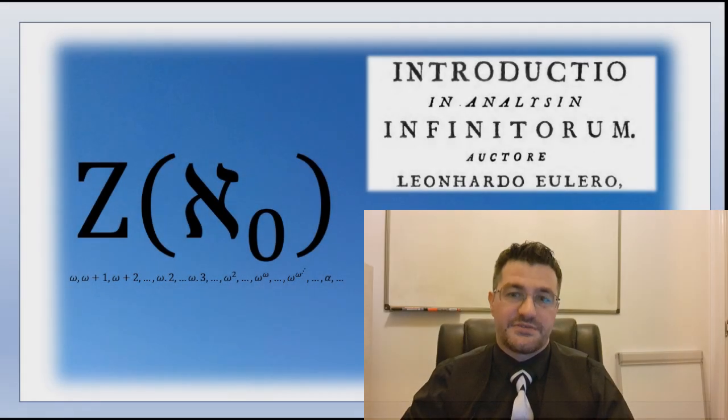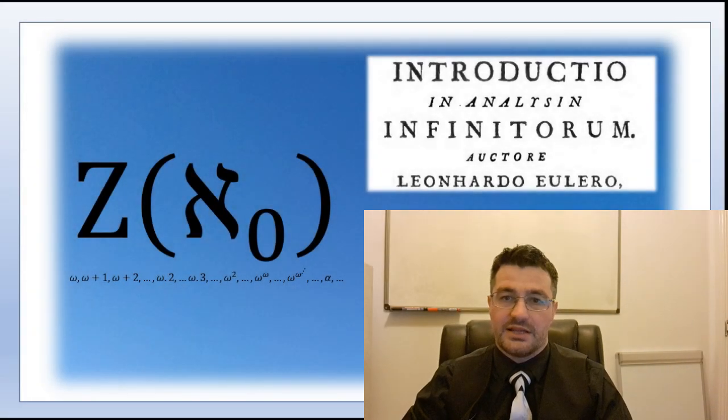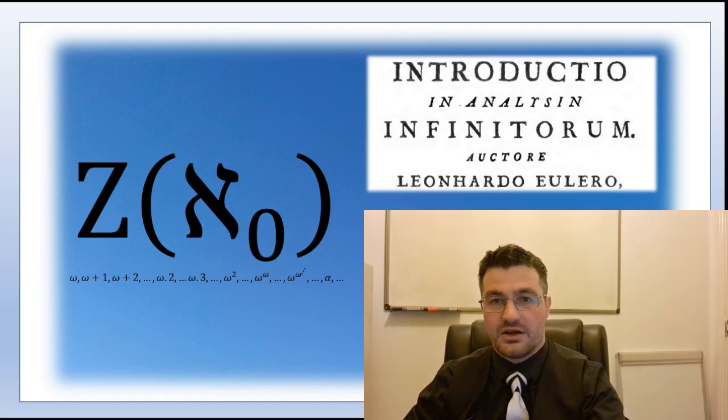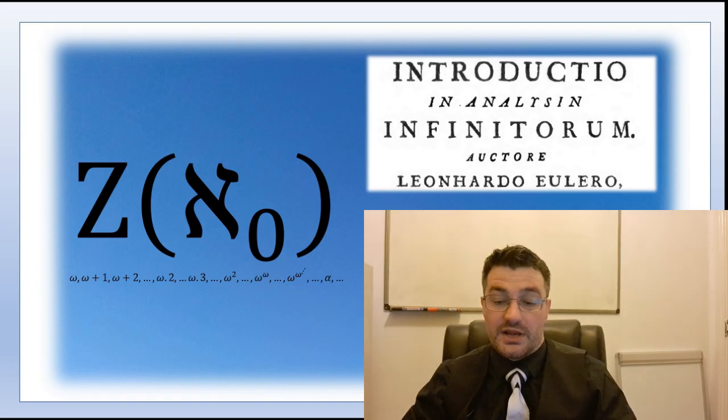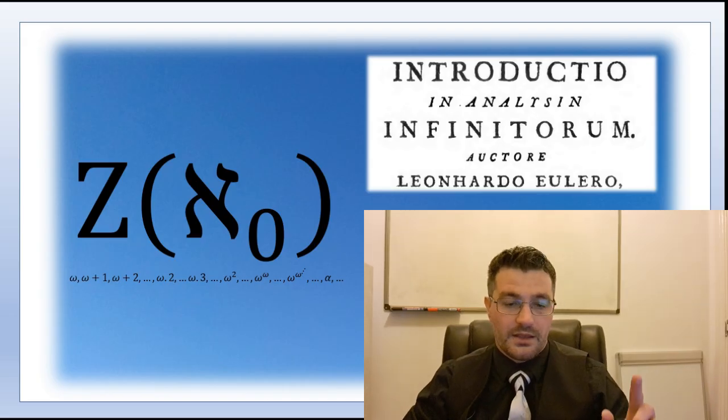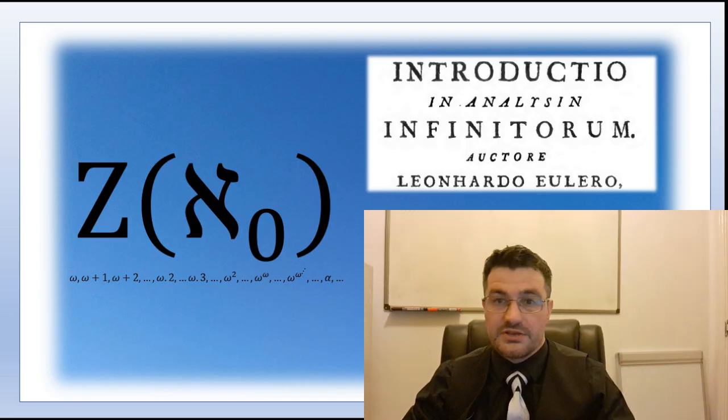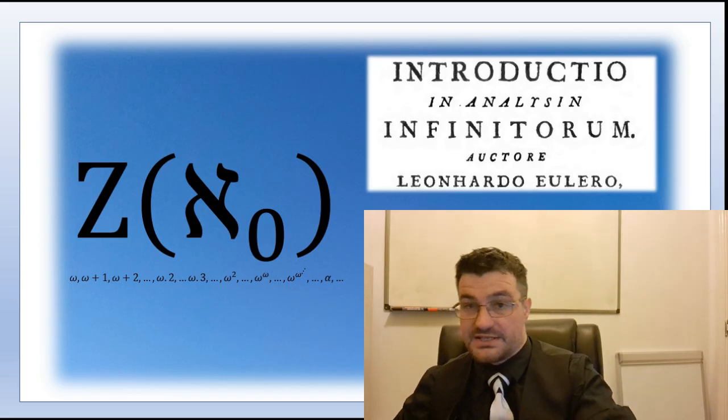Hi there, welcome to this video where we continue taking a look at Leonhard Euler's Introduction to the Analysis of Infinities. In this video we continue taking a look at chapter 9 of the first volume. In the last two videos that I've uploaded, I made it up to section 154. In this video, therefore, I'm going to be starting from section 155.